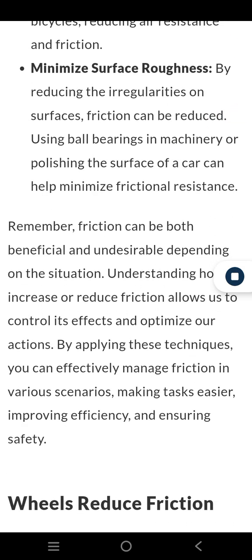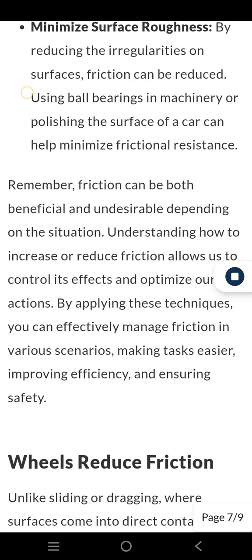Minimize surface roughness. By reducing the irregularities on surfaces, friction can be reduced. Using ball bearings in machinery or polishing the surface of a car can help minimize frictional resistance.